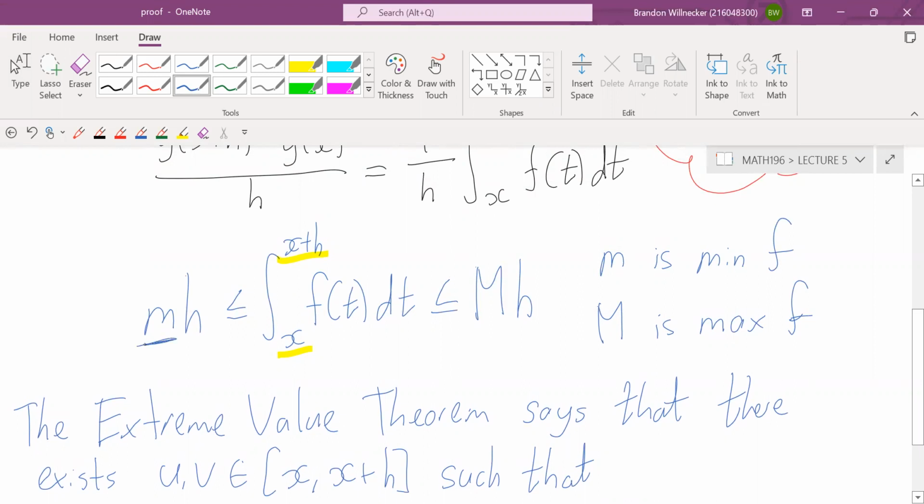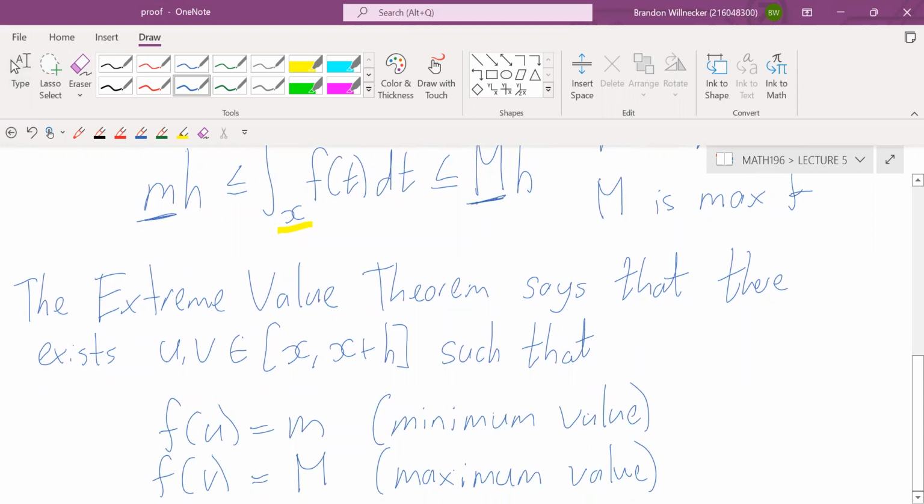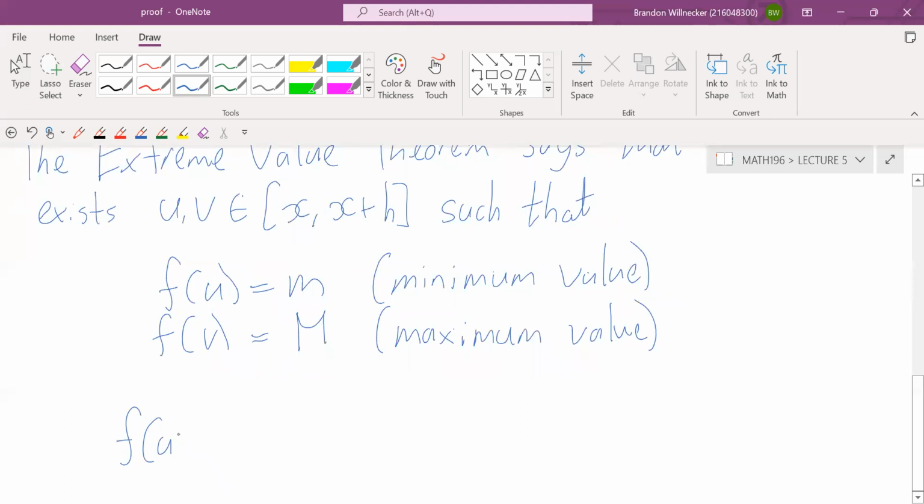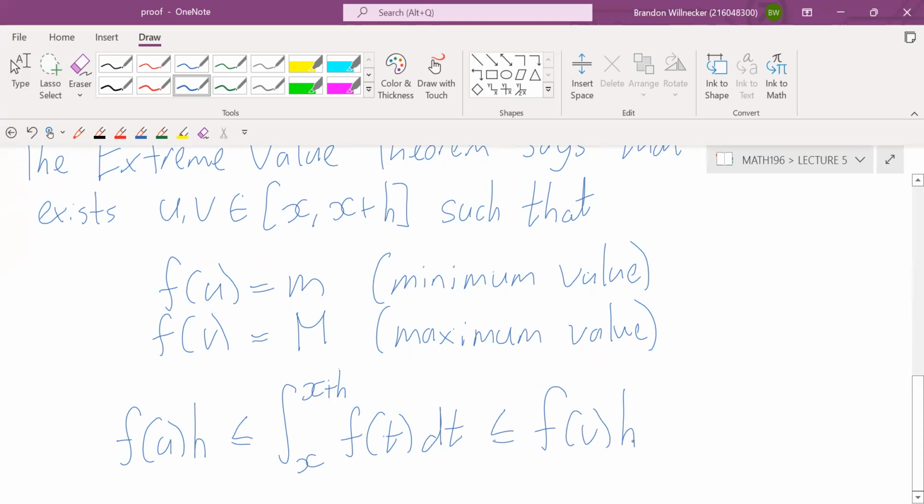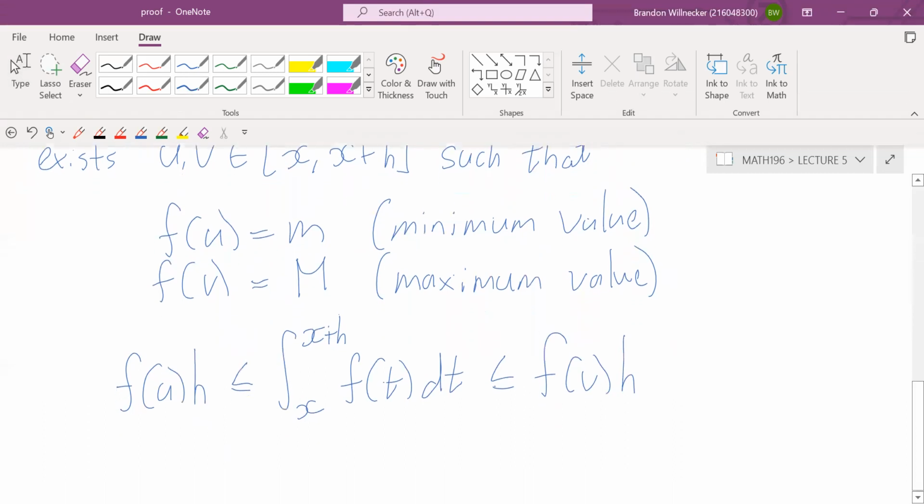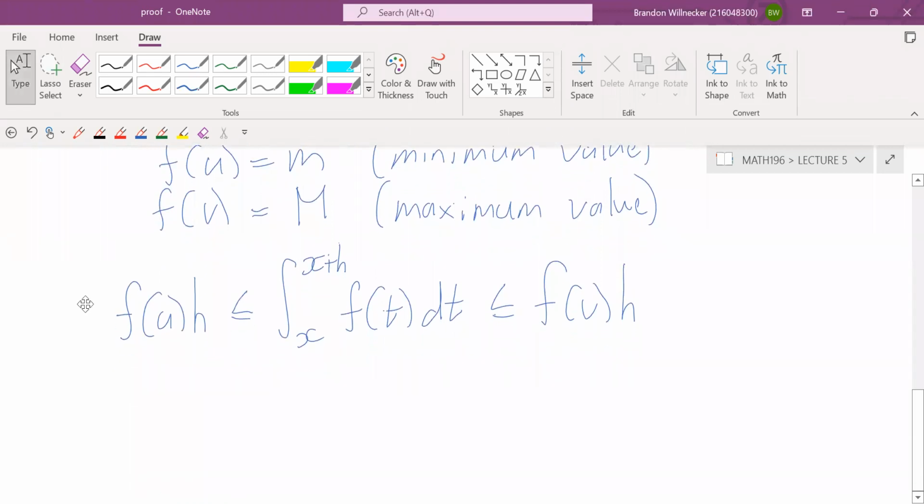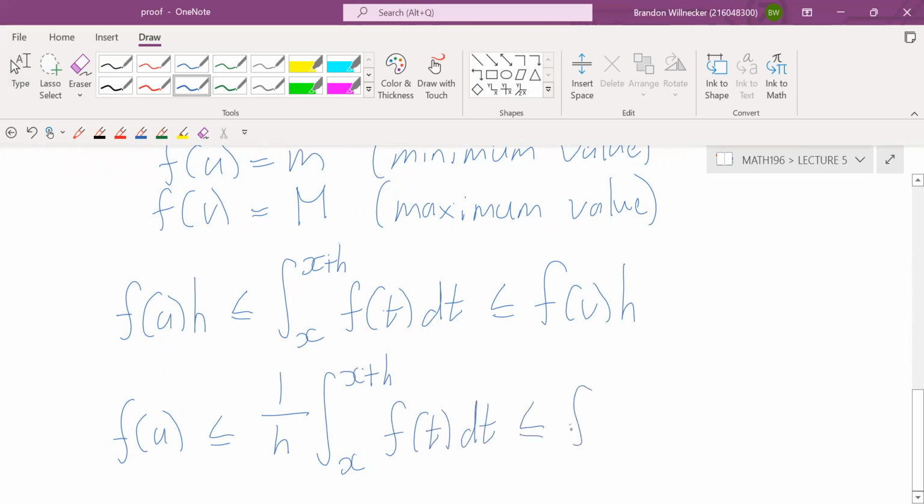So we can replace little m with f of u, and we can replace big M with f of v. So we're going to have f of u times h is less than or equal to the integral from x to x plus h, f of t dt, and that's less than or equal to f of v times h. Good. Now let's divide through by h, so we can get the f functions by themselves. So f of u is less than or equal to 1 over h, the integral from x to x plus h, f of t dt, and that's less than or equal to f of v. That gives us a nice inequality.